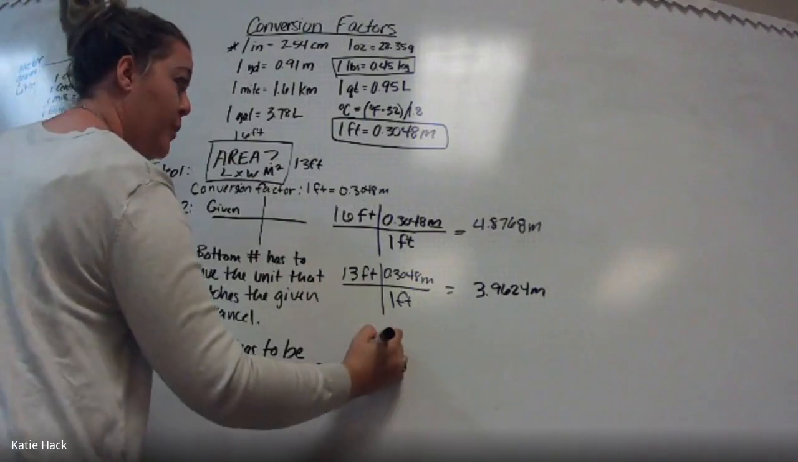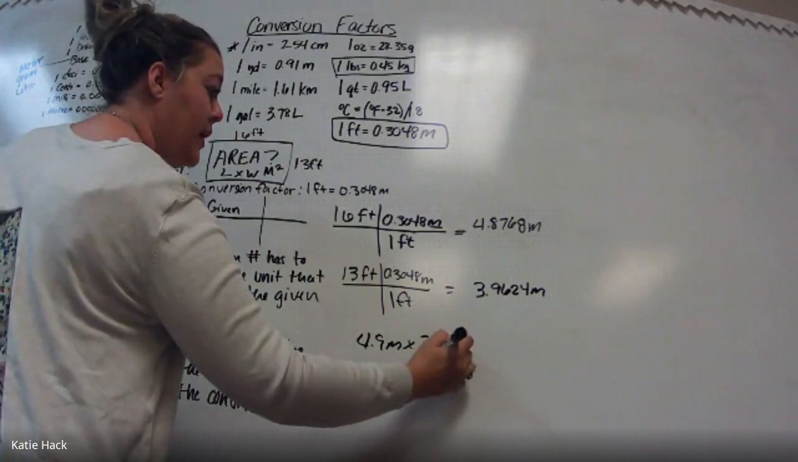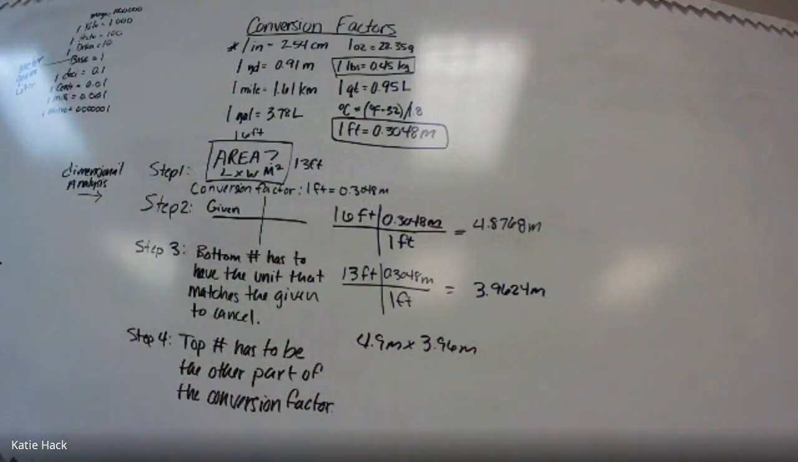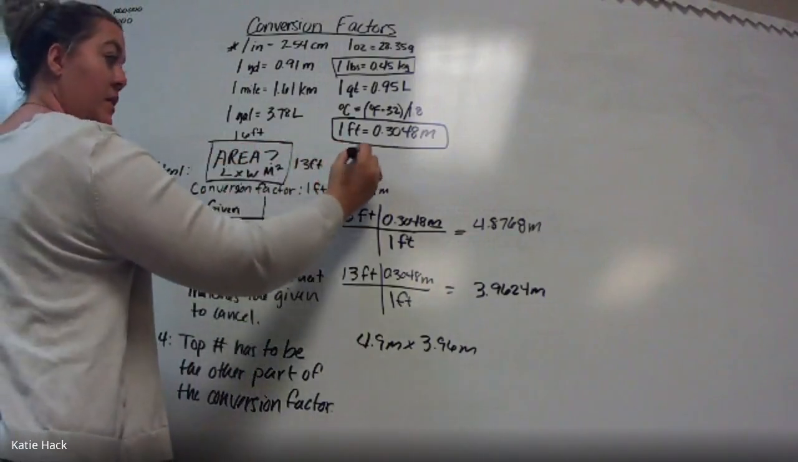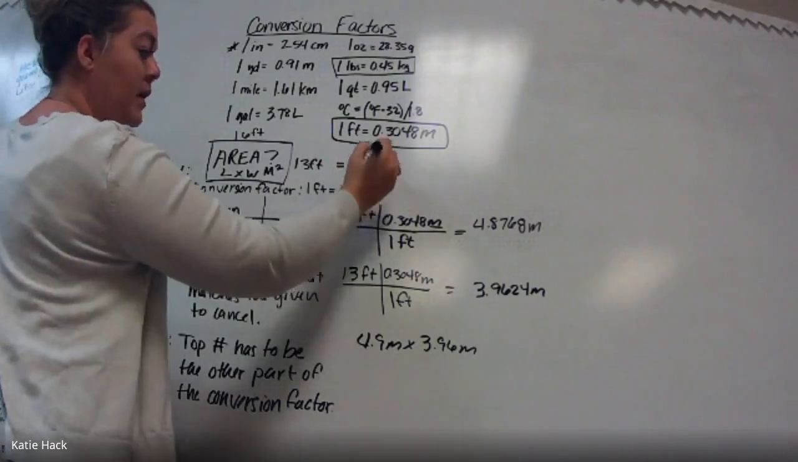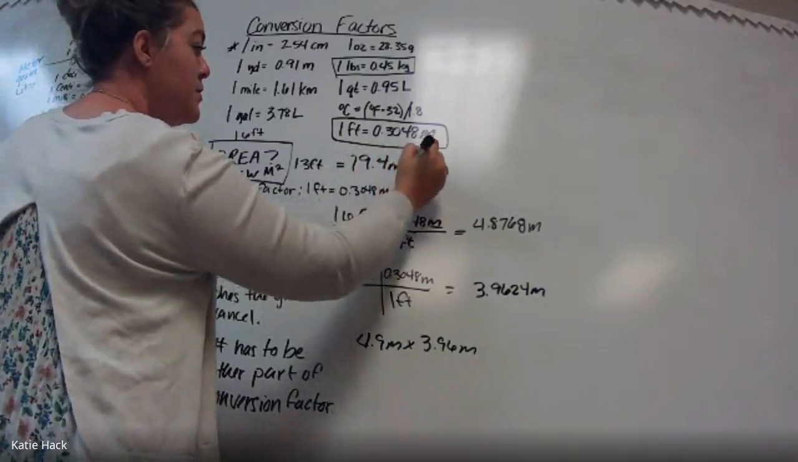So you have 4.9 meters times 3.96 meters. And your answer to what is the area is 19.4 meters squared.